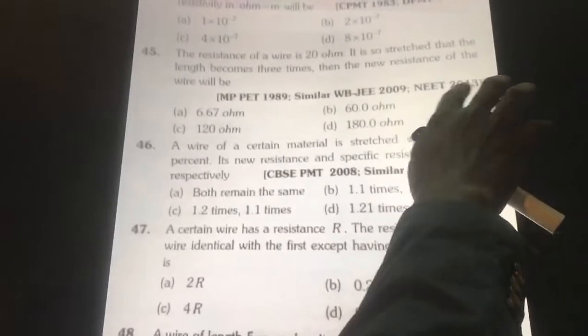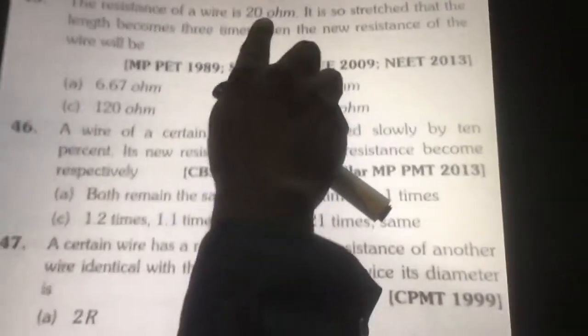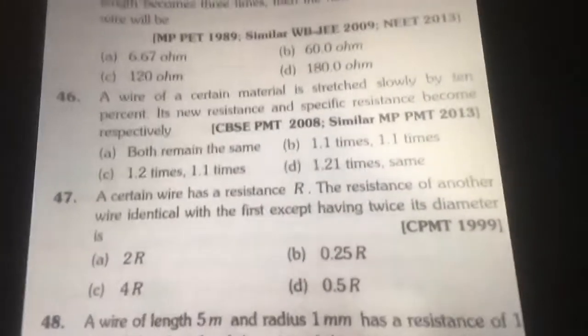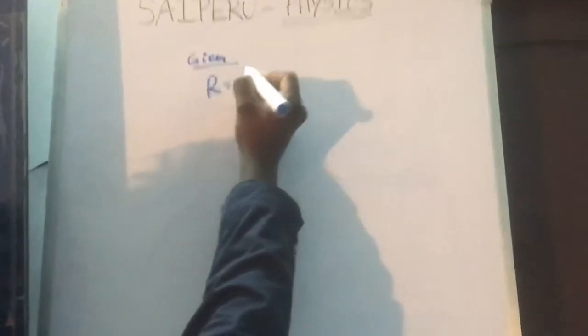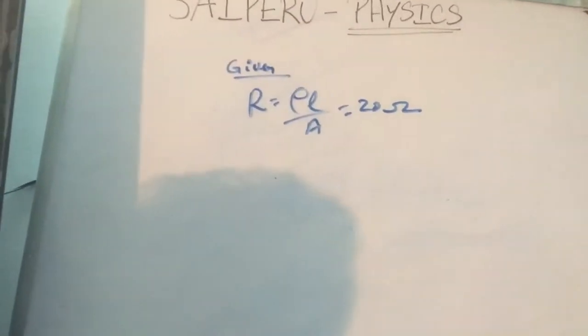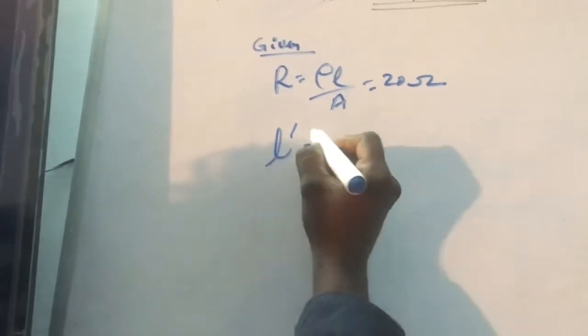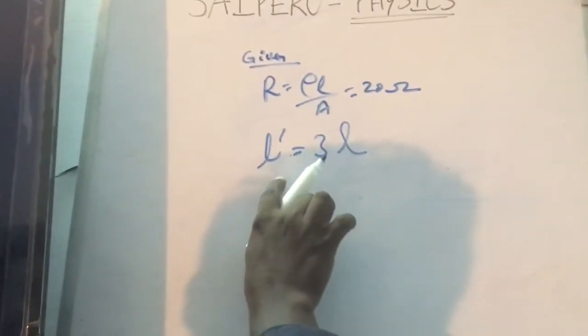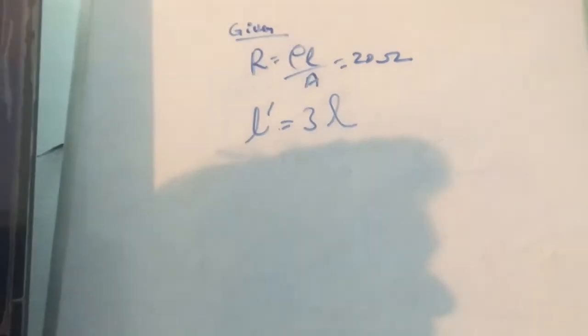This was asked in NEET 2013. The resistance of the wire is 20 ohm. If it is stretched to 3 times the length, what will be the new resistance? We'll solve this problem and later we'll come back here. So what is given? Resistance is equal to rho L by A, which is given as 20 ohms. The wire is stretched 3 times, so the new length L dash is 3L.